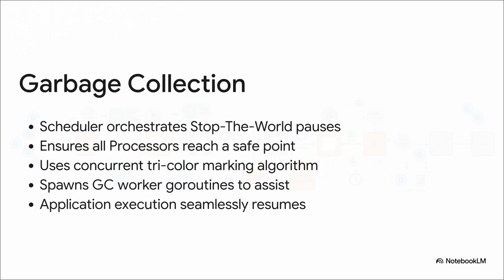Of course, the scheduler is also deeply intertwined with the garbage collector. During a GC cycle, the scheduler has to orchestrate these brief stop-the-world pauses. It signals all running processors to halt at specific safe points. But remember, Go's GC is highly concurrent. It uses a tricolor marking algorithm, and the scheduler actually assists by spawning specific GC worker Go routines. These run right alongside your application code to help mark and sweep memory without causing those massive, dreaded latency spikes.